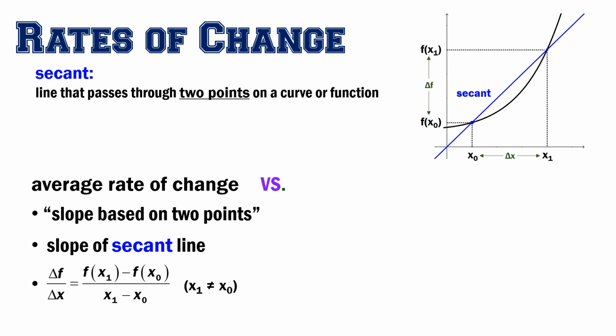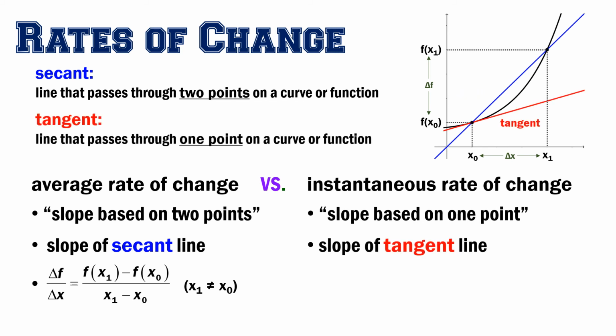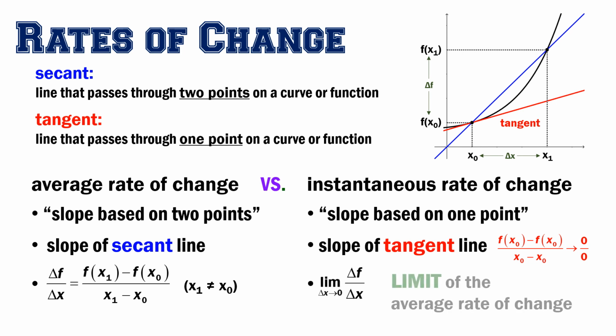Which kind of leads to our next one, which is the instantaneous rate of change, which I'll refer to quite often as slope based on 1 point, or slope of a tangent line. A tangent is a line that passes through 1 point on a curve or function. So if we were to take 1 point and apply it using our old formula, well, we would end up having f of x0 being subtracted by itself, just as x0 is being subtracted by itself. And we would get 0 divided by 0, which is a big problem. So what we're going to do is find the limit of the average rate of change. So we have to find the limit of delta f over delta x as delta x, that change in the x's, gets closer and closer to 0.